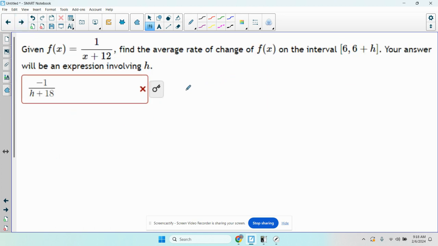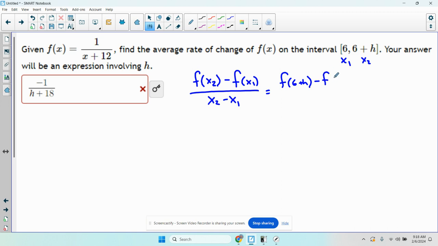Okay, a little bit more complicated because there's variables involved. It says, given this, find the average rate of change. So again, the formula is going to be f of x2 minus f of x1 over x2 minus x1. This is x2. This is x1. So this is f of 6 plus h minus f of 6 over 6 plus h minus 6.